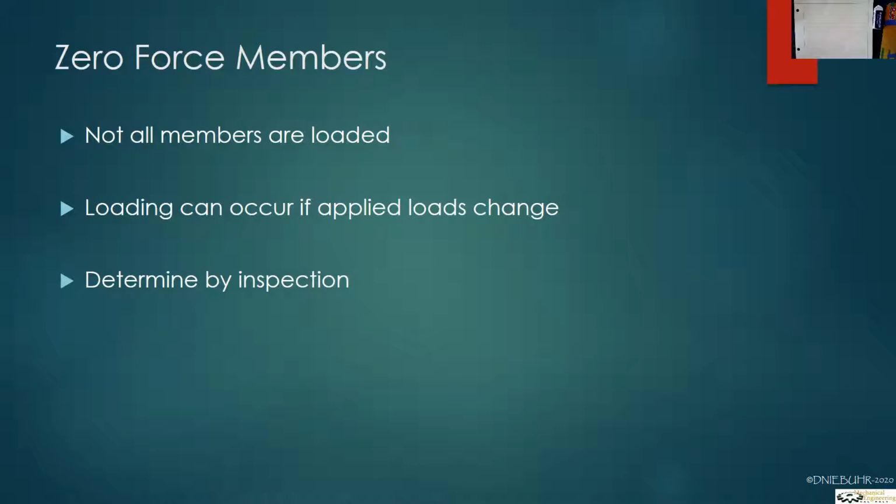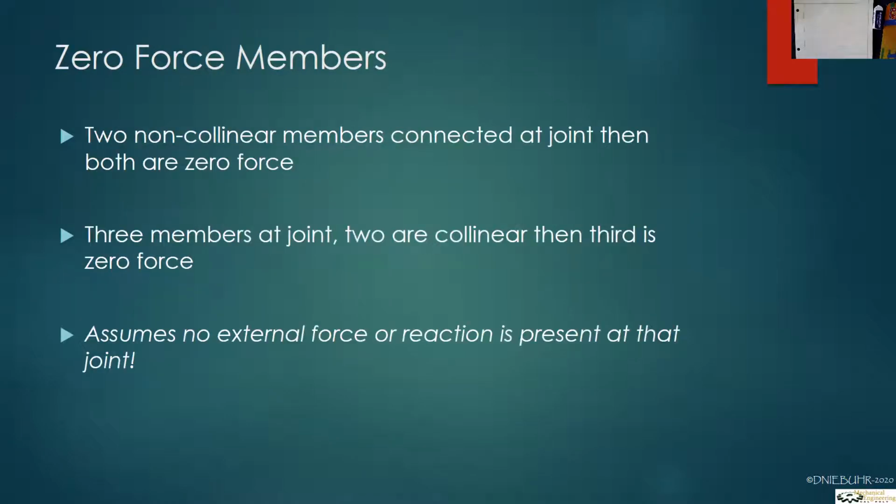So we can determine zero force members by what is called inspection. The idea of inspection is looking at the way that the members are configured in the truss relative to the forces that are applied at the different joints. Two of the rules that we're going to use, I'm going to say them, then I'm going to show them to you on paper.